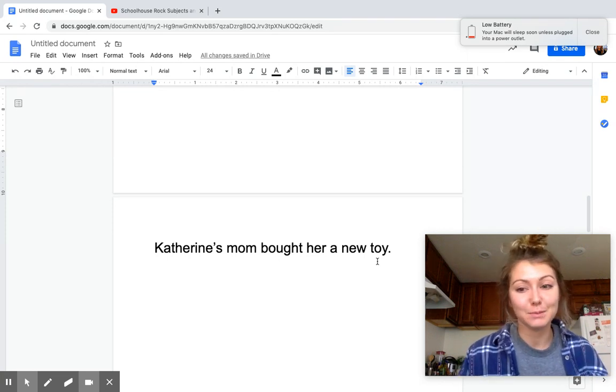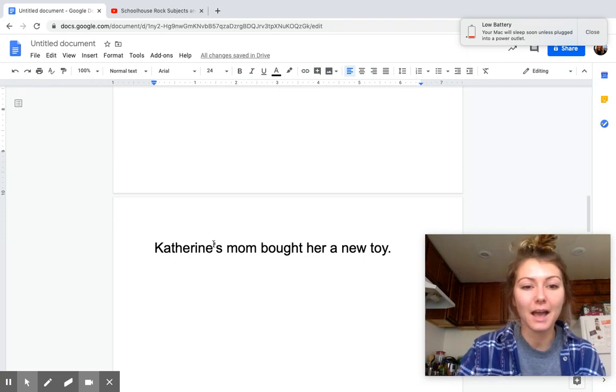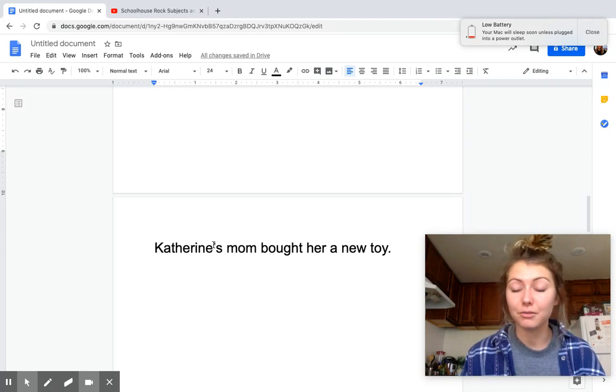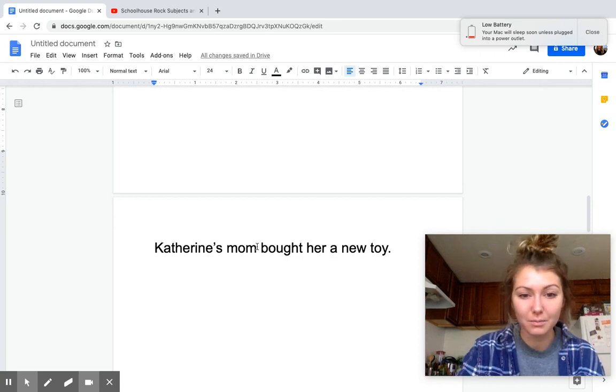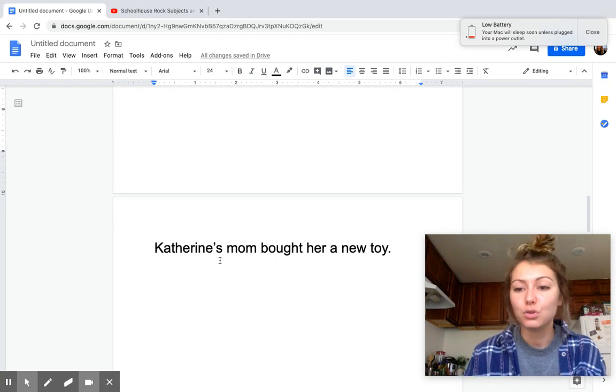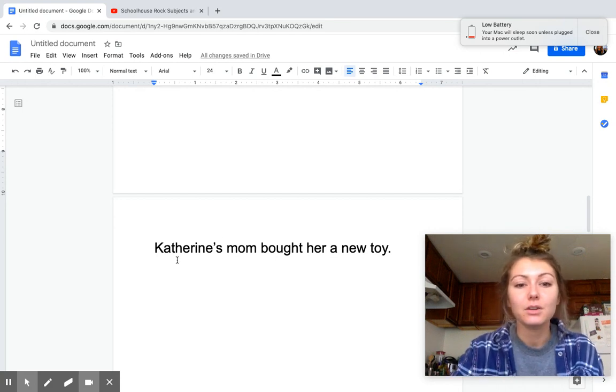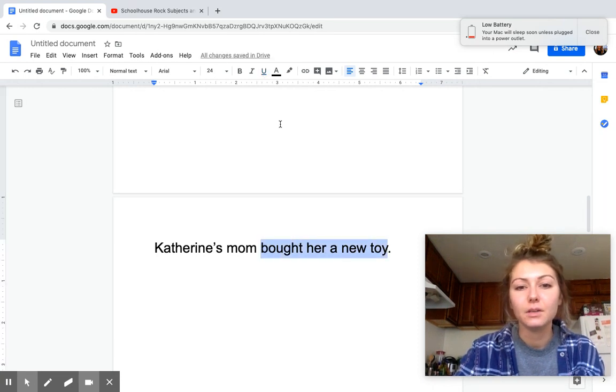Now, this one tricked me at first because I saw the name Catherine and I thought, oh, Catherine must be the subject of the sentence. But as I kept reading the sentence, I saw it actually says Catherine's mom. So who did the action here? Catherine's mom. She's the one who bought what? The new toy. So this time, our subject is Catherine's mom. And our predicate is bought her a new toy.